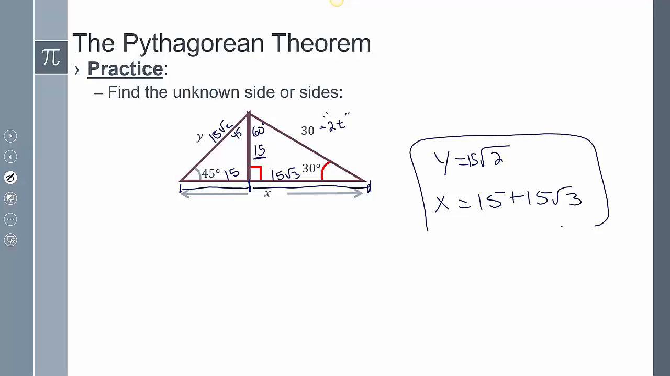Now you might be wondering to yourself, hey, can I add those together to become 30 root 3? You cannot because of this value here. That root 3 makes it impossible for us to be able to combine them together like that.